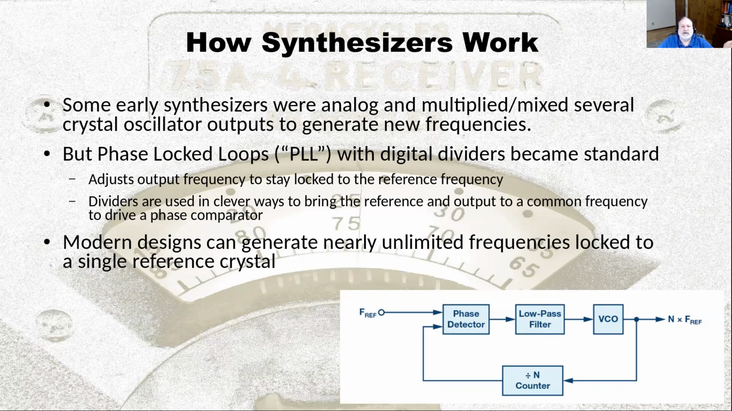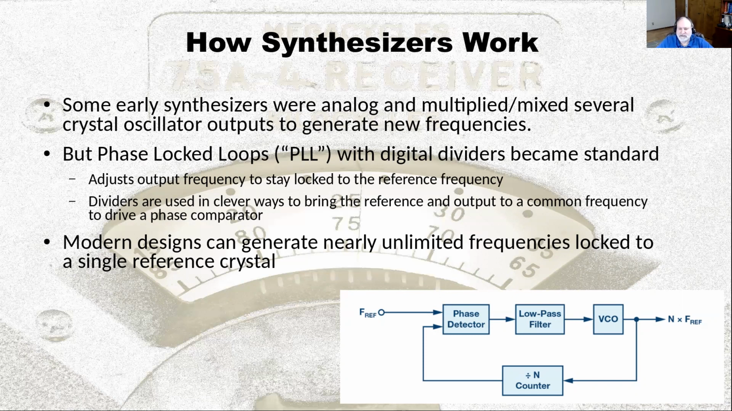Well, I mentioned some early ones that were used in science and industry, and they were huge, and they work by multiplying and mixing several crystals together to generate new frequencies, but they weren't really practical for ham use. Digital technology allowed us to use something called a phase lock loop, or PLL, because digital dividers were available. The drawing here shows how a PLL works.